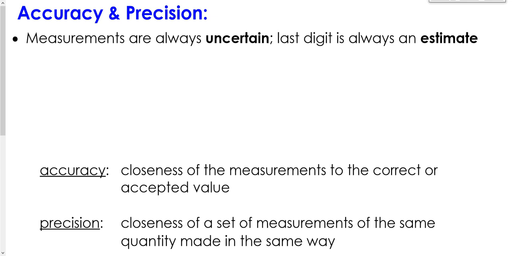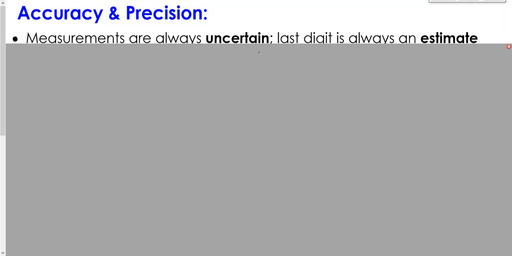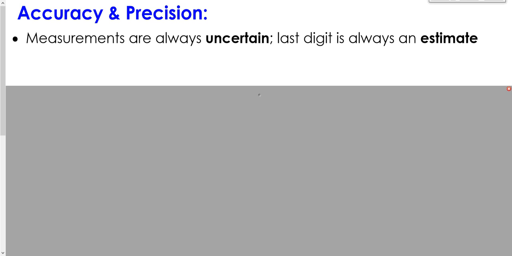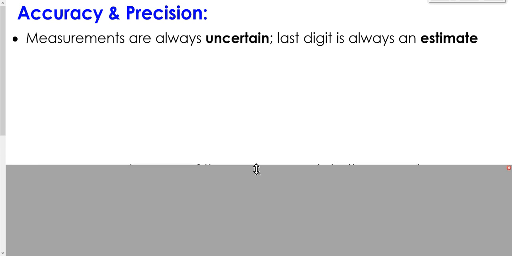This video is on accuracy and precision, what they are, their differences, and how they relate to our science class. First, what you need to understand is that measurements are always uncertain. We always have a level of uncertainty to our measurements, and that last digit is usually the one that's the estimate. This is different from math class where you're just looking at numbers as pure values. Here we're looking at them as measurements.